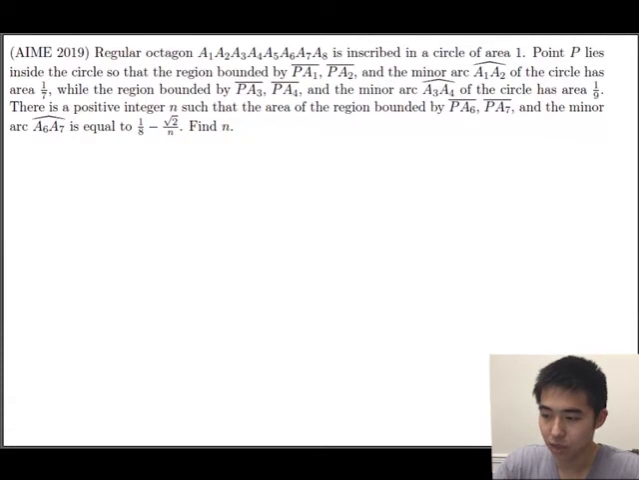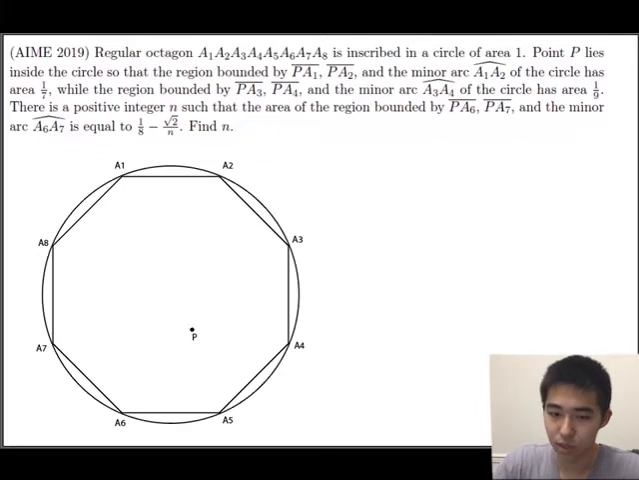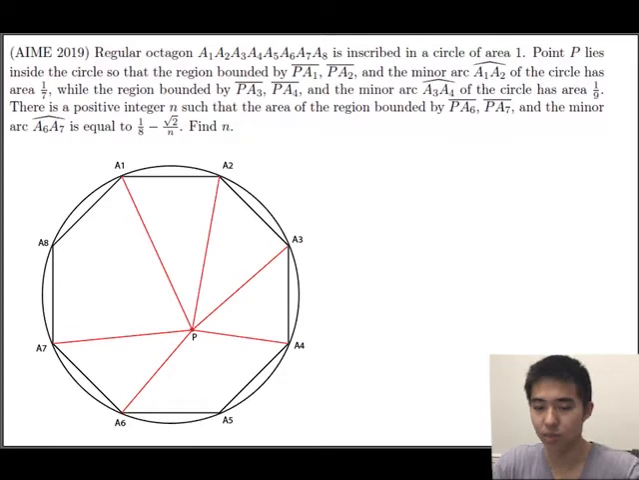So first we draw our diagram. So here we have an octagon with its circumcircle and the point P connected to all the vertices that we need. So first, we notice that this is a regular octagon, so that means that all of its sides are equal. So we can call the side length S.